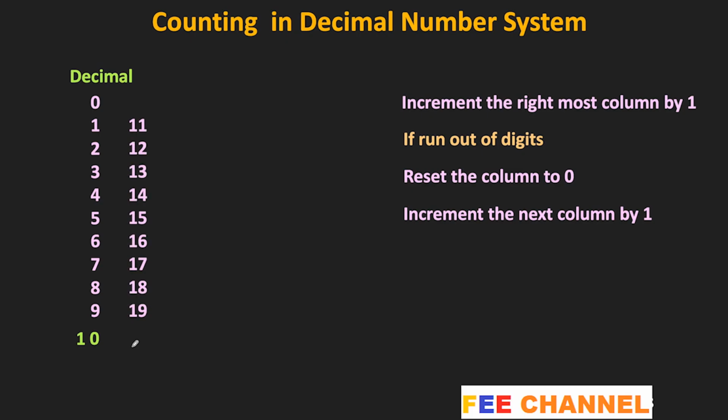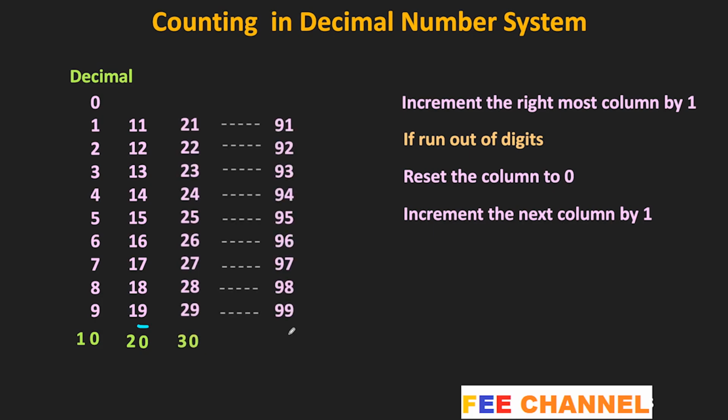And in this way, we can go up to 19. So, after 19, once again, the rightmost column has run out of digits. So, once again, we reset this column and we increment the next column by 1. That means the next number is 20. So, if we follow the same procedure, then we can reach up to 99.